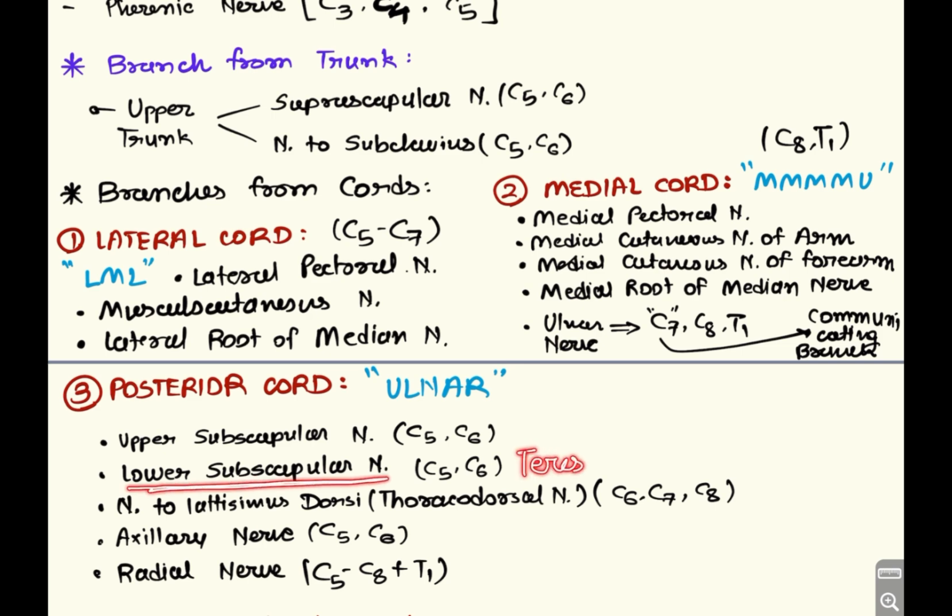Okay, now nerve to latissimus dorsi, as its name suggests, will supply the latissimus dorsi. It is also known as thoracodorsal nerve. The root value is C6 to C8 in case of thoracodorsal nerve. Upper and lower subscapular nerve have root value of C5, C6. Then we have the axillary nerve. Axillary nerve has root value of C5 and C6. It will supply the deltoid muscle and teres minor muscle.